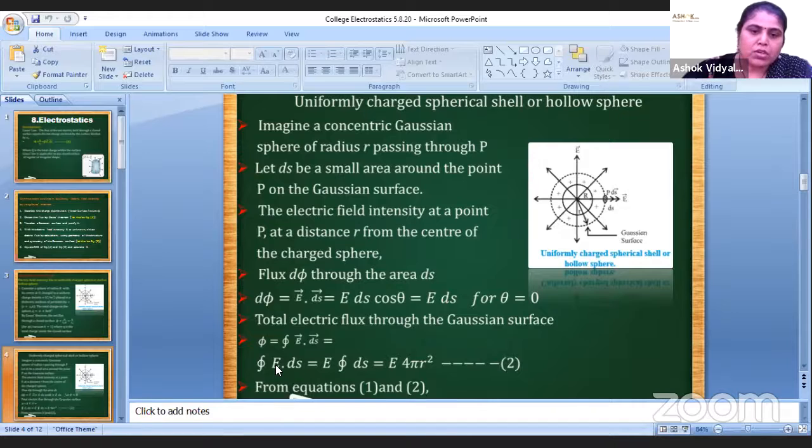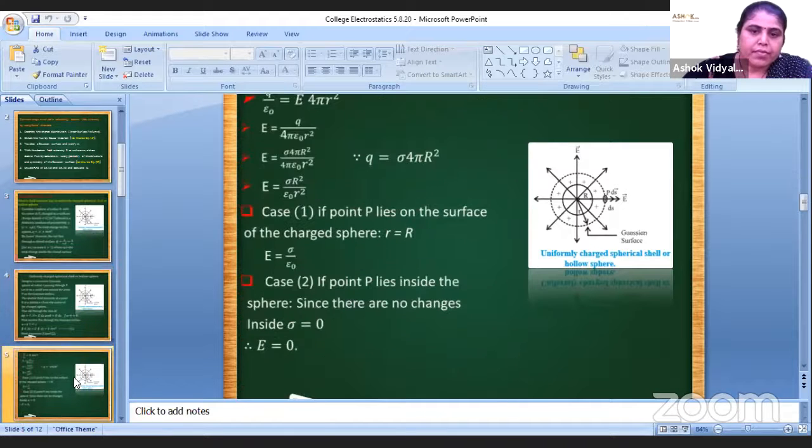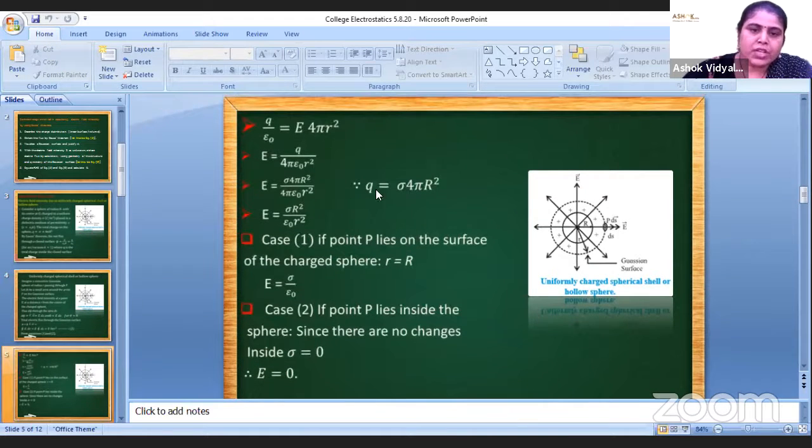So we have the equation, that is, E into the integration over ds is equal to E into 4 pi r square. From equation 1 and equation 2, we equate them. This is the small part of the surface, therefore we get q upon epsilon naught. This is equation A, and E into 4 pi r square.